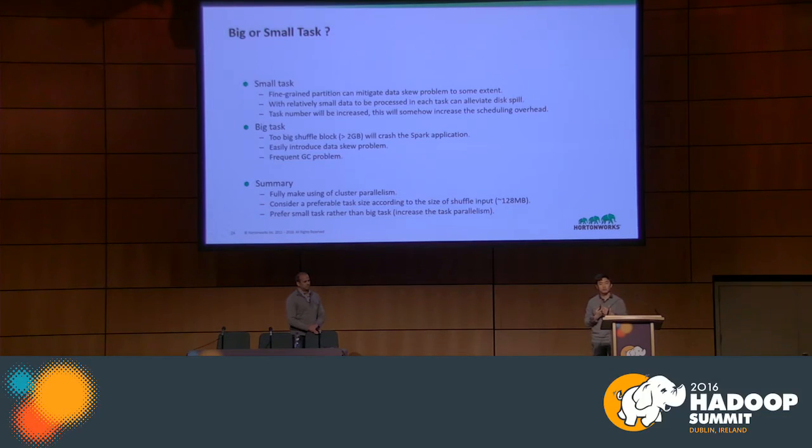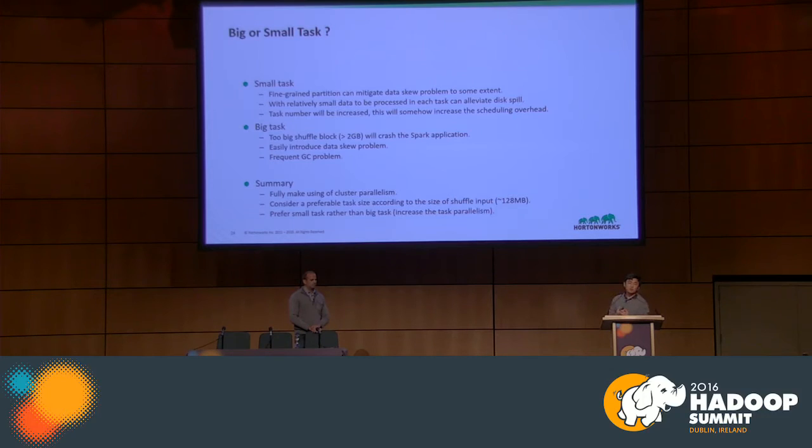And there are some advantages for small tasks. First thing is that small tasks will mitigate the data skew problem, because data can be distributed more evenly to the many tasks, and every task will process only a small amount of data. So this could alleviate the data skew problem. And another advantage is that with fixed resources, if each task processes less data, then most of the data can be cached in memory. So that will alleviate disk spill and improve the performance.